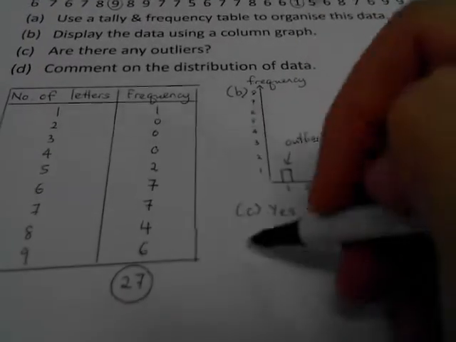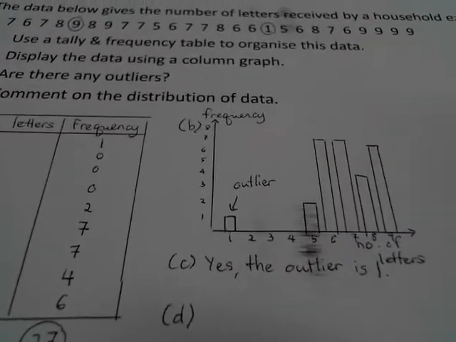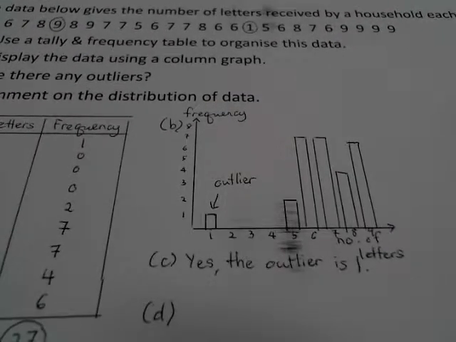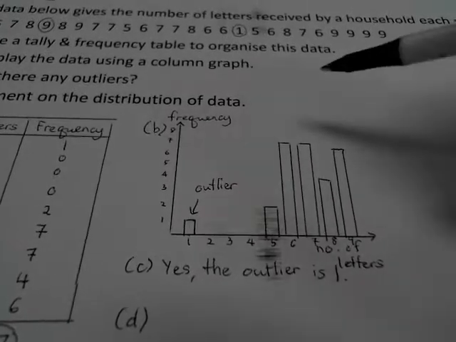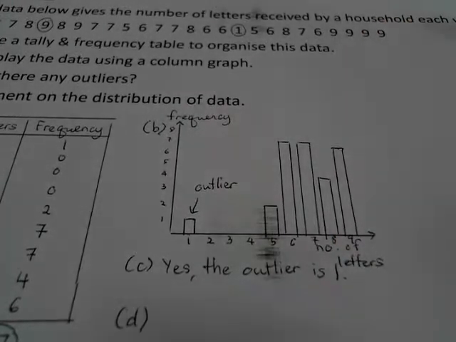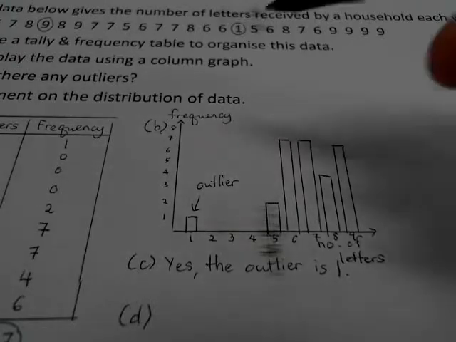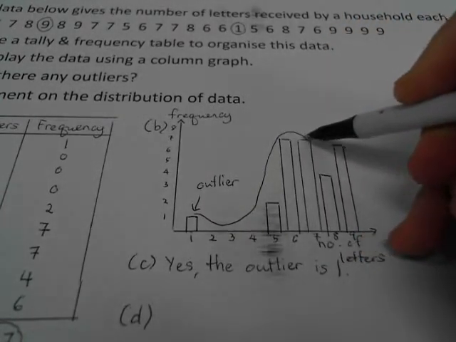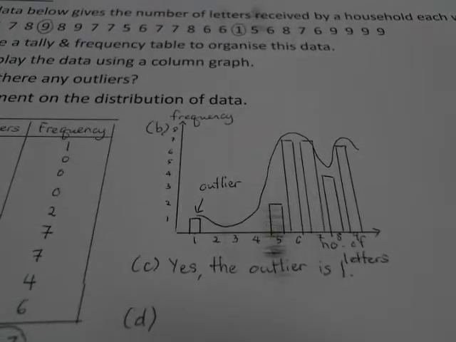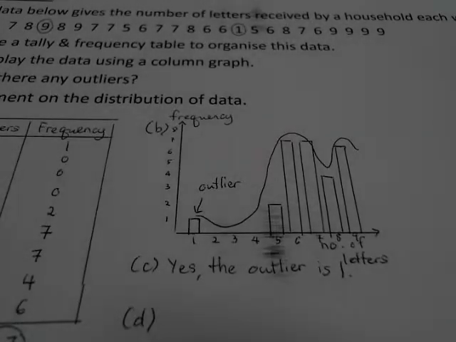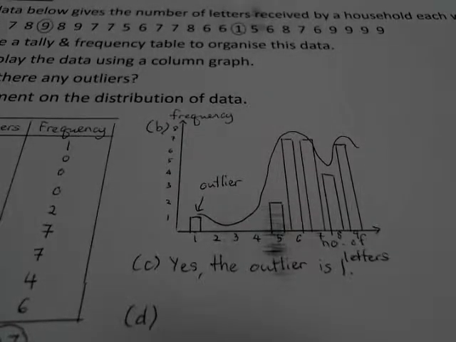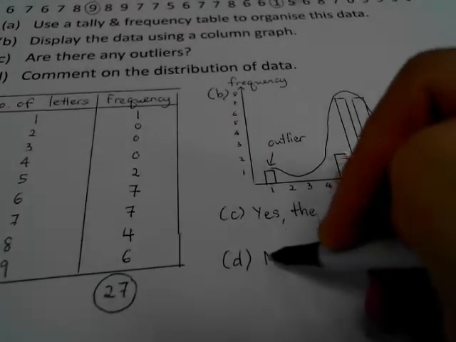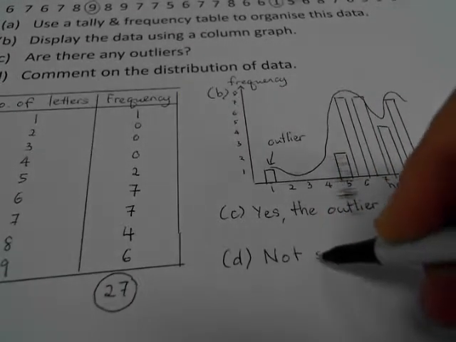Okay. Now, part D. Let us try to comment on the distribution of the data. Okay. So as I've taught you before, we'll just have to sort of roughly estimate, from an outlier going up here, going up. What do you think, guys? Is this symmetrical or really not symmetrical? It's really not symmetrical. So it is not symmetrical. That's what you have noticed.